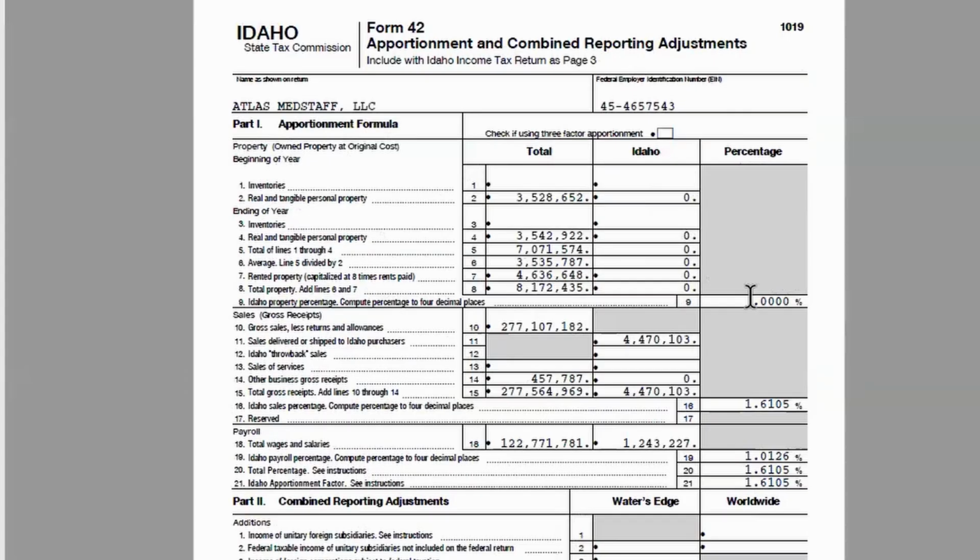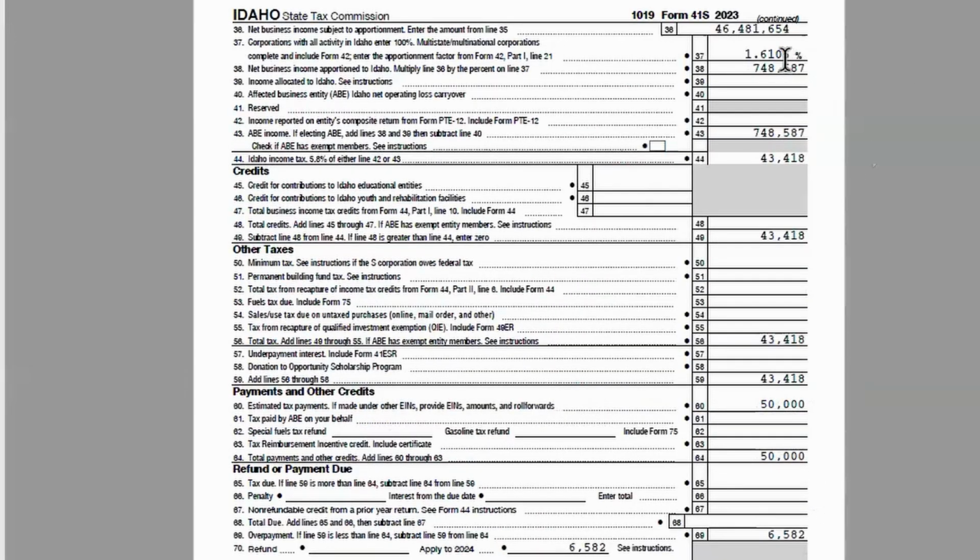And this is their apportionment form. So what we just spent all that time talking about, you can see we have property here. We have a bunch of property, but none of it is in Idaho. So we have 0% of our Idaho property. We have some sales here. This is our sales that are attributable to Idaho. We have a percentage of that. Same with payroll. So then they add all of these up. And at the end of the day, this is our apportionment that is taken times our taxable income to get to an amount that is apportionable to that state.